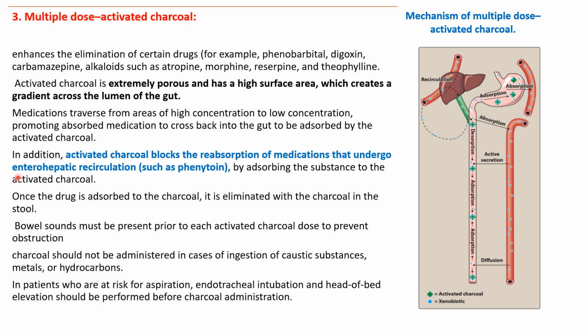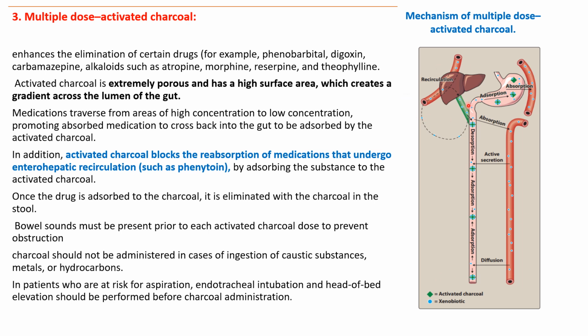Gradient means there will be a concentration difference. So as a result, medications traverse from areas of high concentration to low concentration, promoting absorbed medication to cross back into the gut to be absorbed by the activated charcoal. In addition, activated charcoal blocks the reabsorption of medications that undergo enterohepatic recirculation, such as phenytoin, by adsorbing the substance to the activated charcoal. Once the drug is adsorbed to the charcoal, it is eliminated with the charcoal in the stool. So here you can see the diagram.